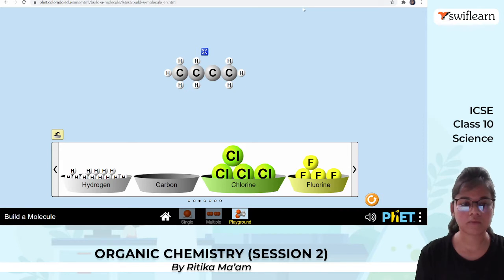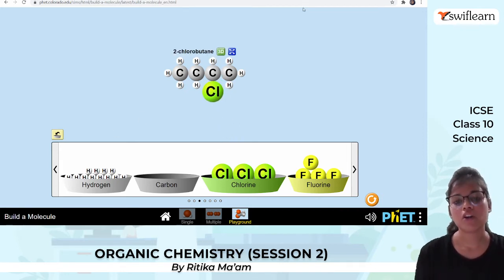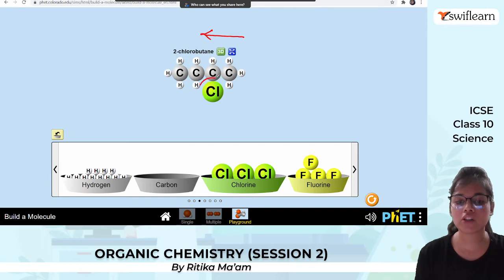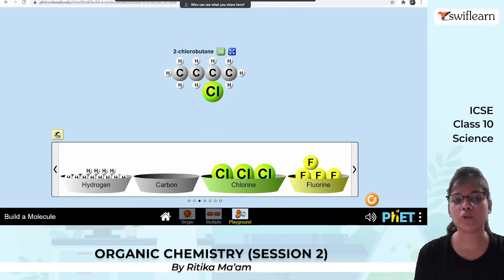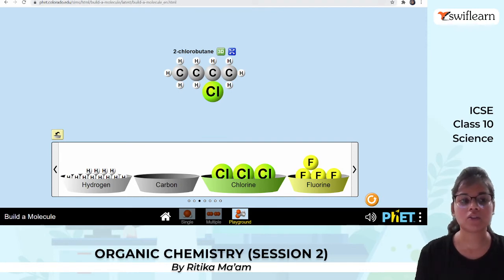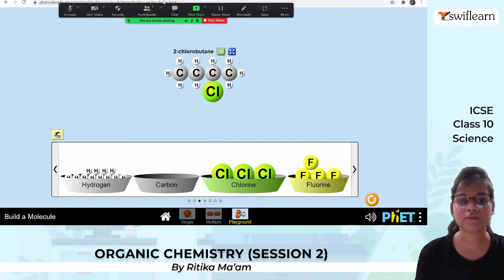Now we will be adding 1 atom. So 2-chlorobutane. Now see here, the numbering started from this side. Why? Because the functional group here is getting number 2, or here it will be getting number 3. So we will take the minimum number possible, and that is why it is named 2-chlorobutane. Alright, so let us move forward.